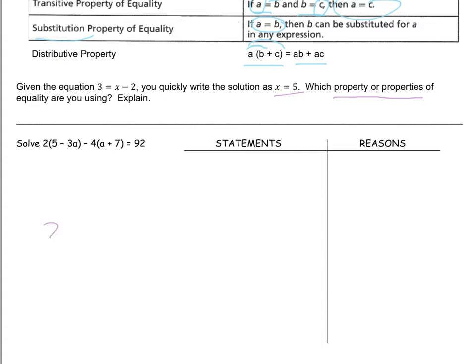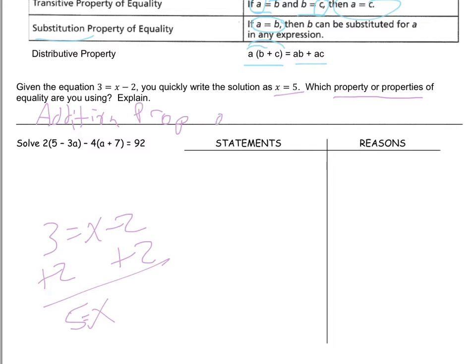Well, if we have 3 equals x minus 2, we're adding 2 to both sides, which allows us to get 5 equals x. So the answer to the question, what property we're using, is the addition property of equality. Now, if we wrote it over again as x equals 5, then we could even go so far as to say that that is the symmetric property, which allows us to flip the two sides.